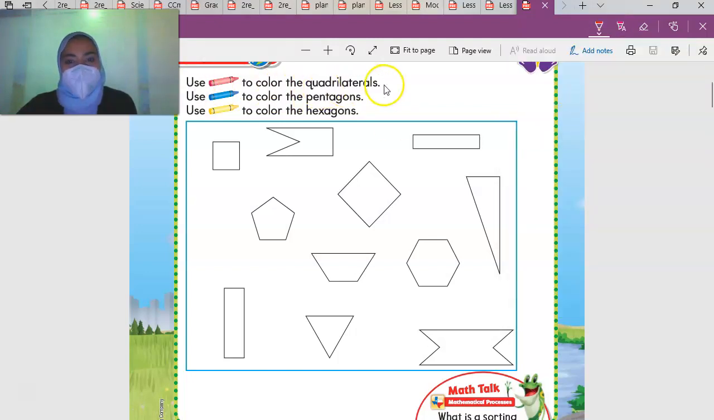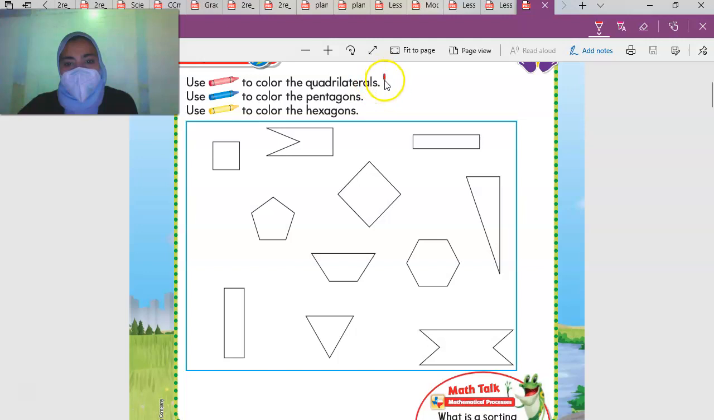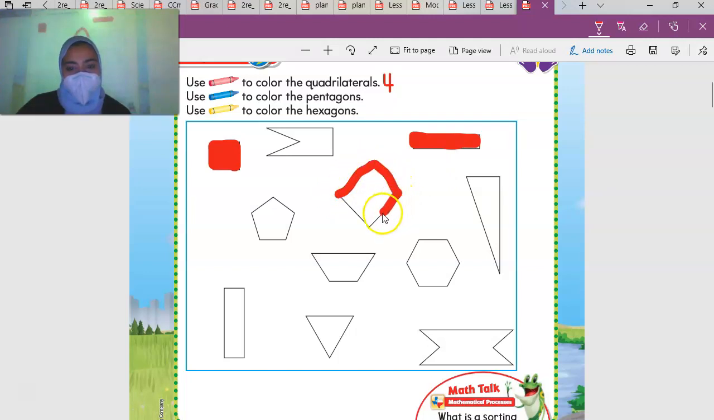Use red to color the quadrilaterals. Quadrilaterals have how many sides, class? 4. Quadrilaterals have 4 sides. So I'm going to write 4 here next to quadrilateral. And then all of them with 4 sides, I'm going to neatly color red. So, let's look. This has 4 sides, so this needs to be colored red, the square. This has 1, 2, 3, 4, 5. Nope. This rectangle has 4. Color that red. Because quadrilateral is any shape with 4 sides where all sides are connected. This rhombus has 4. Color that red.